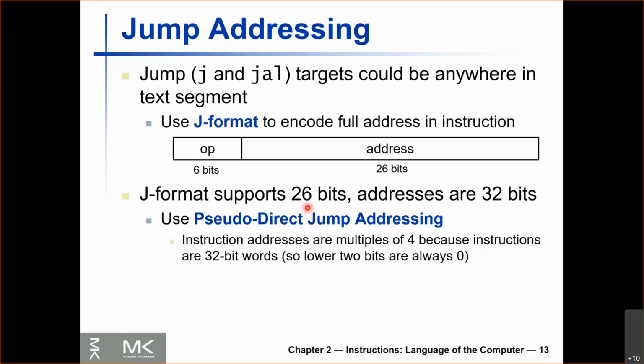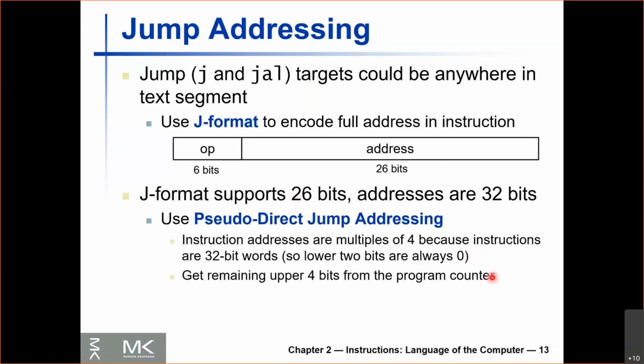So we have 4 bits that we cannot represent from these 30 bits. So what we're going to do is not represent the most significant 4 bits. Instead, we're going to take those from the PC. So we're going to get the remaining upper bits from the program counter.